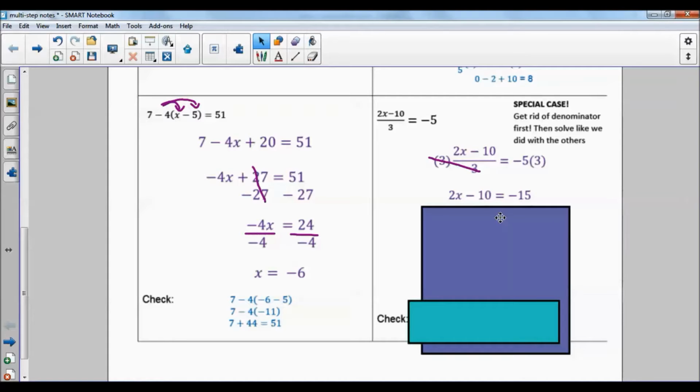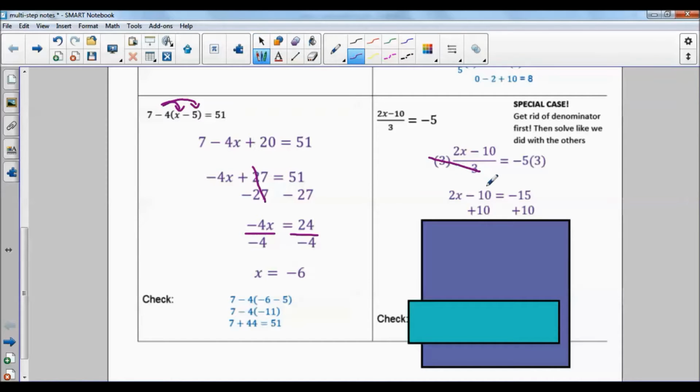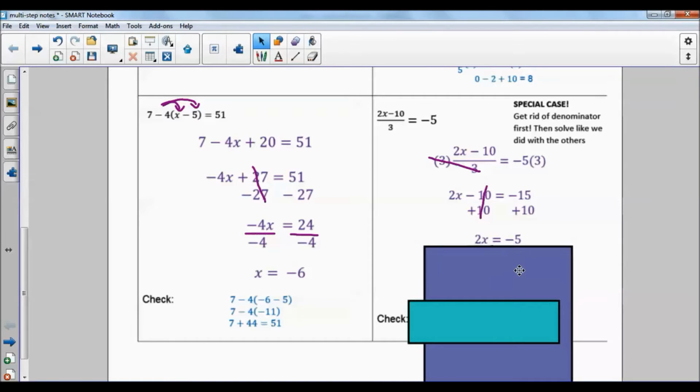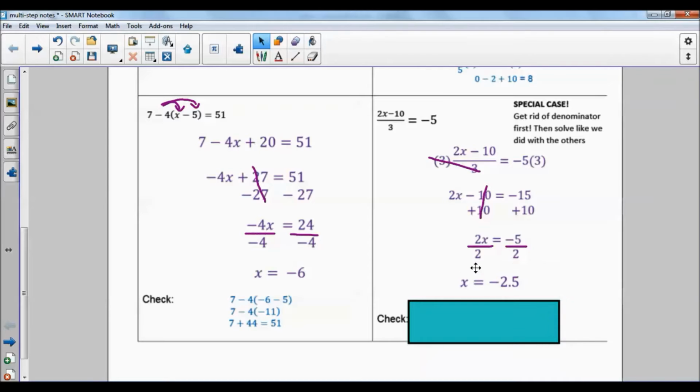We need to get rid of our constant, which is negative 10, so we're going to add 10 to both sides. These 10s, negative 10 and positive 10, cancel out, and I have just 2x left on that side. And then negative 15 plus 10 is negative 5. Then I need to get rid of my coefficient. 2 times x, right, is what's happening here, so we're going to get rid of this 2 by dividing. So we're going to divide both sides by 2, and then those 2's cancel out and I'm left with x. Negative 5 divided by 2 is just negative 2.5.